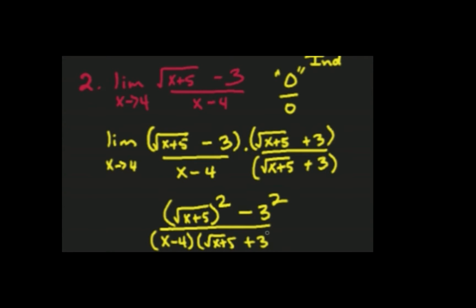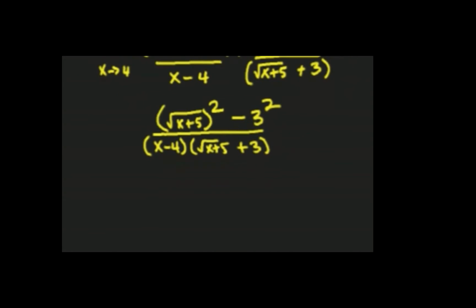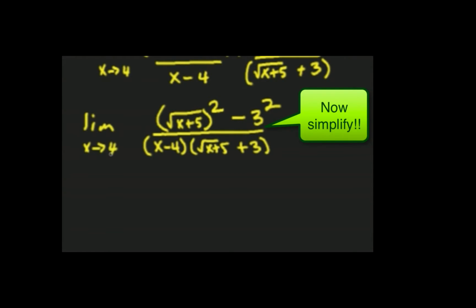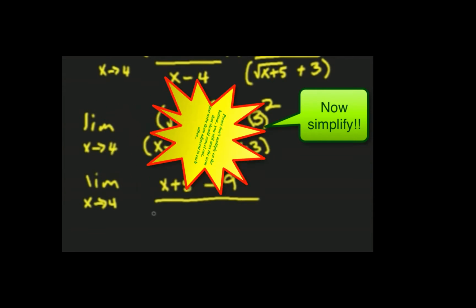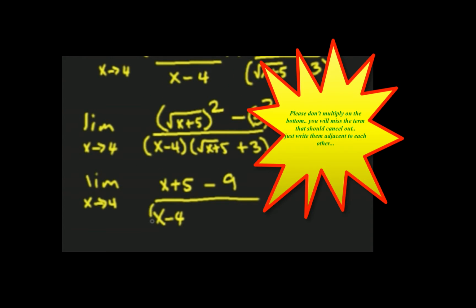So let's clean house a little bit. Should write limit on every step. Some TAs are really mad at the world and they will take off a point for each time you don't do that. So when you square something that's square rooted, you get what's underneath the square root. And then here, 3 squared is 9. You do the exponent first and then multiply. Still don't multiply the denominator. Hopefully you can see why at this point.